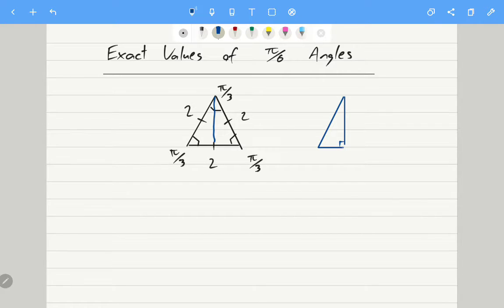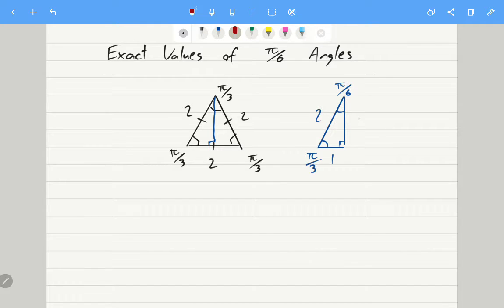Well, I know that this bottom angle would be a 90-degree angle. I still know that this bottom one down here is pi on 3. This length would be half of the full length, so that's 1, and this length over here would be 2. Question is, what's this angle up here? Well, pi on 3 divided by 2 would be pi on 6. We're nearly finished, we just need to work out the length of this side here.